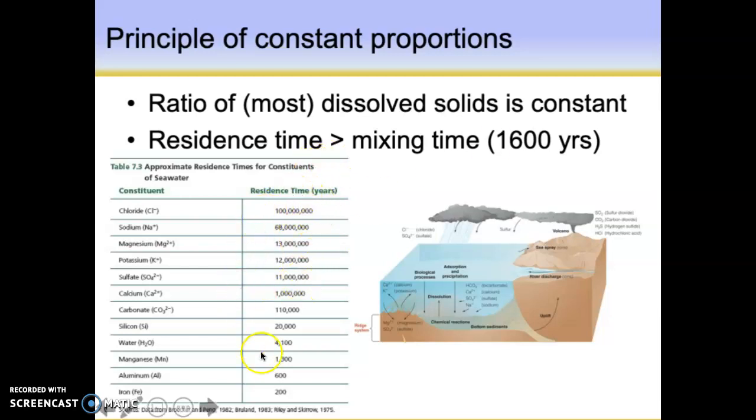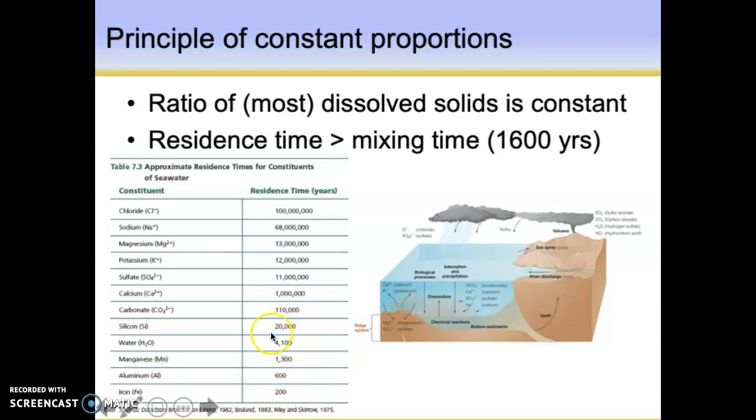Any dissolved material that's in the ocean for longer than 1,600 years should be in constant proportion, because 1,600 years is the time it takes us to basically completely mix the ocean. So if something has a residence time of longer than 1,600 years, it should be evenly mixed throughout the ocean. And so on this chart, you'll notice that the bottom three, manganese is very close to that mixing time, but things like aluminum and iron are much lower, and so we would not expect them to be evenly mixed.